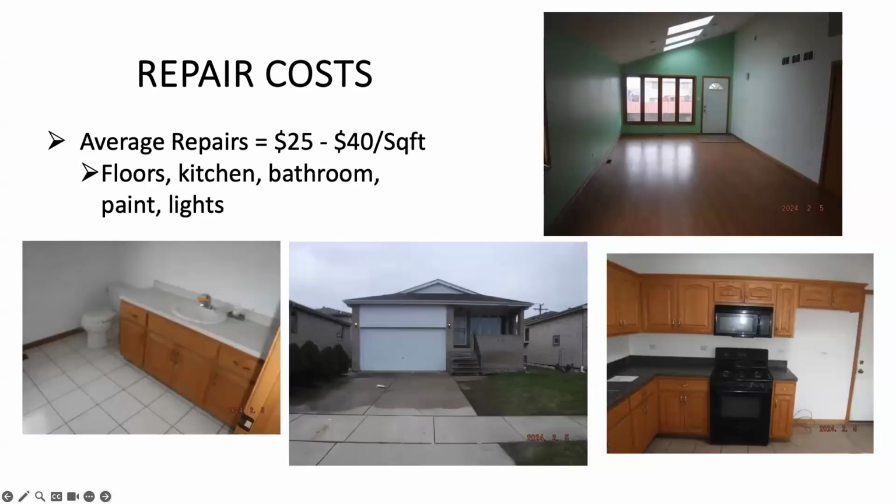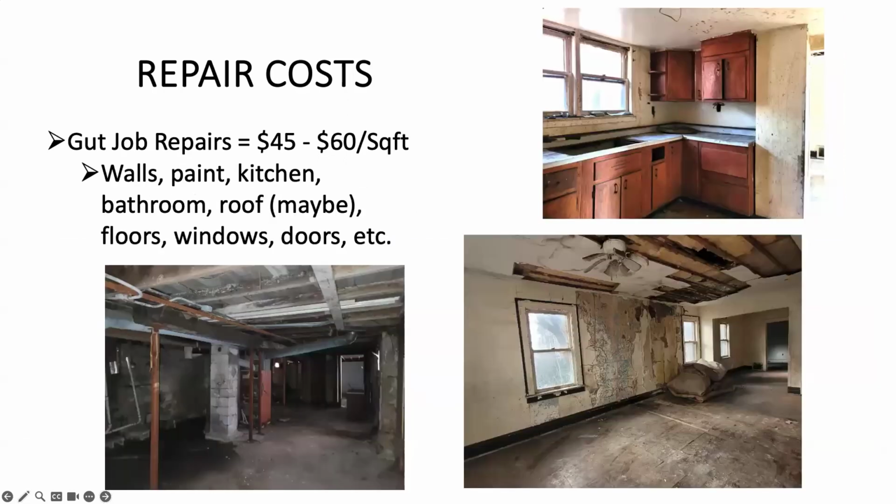Looking at average repairs, this is where we start getting into fixing and flipping. The average repairs cost between $25 to $40 per square foot. And with these, you start getting involved in those major areas like the flooring, windows, doors, kitchen, bathrooms, lighting, electrical, utilities, appliances, maybe some landscaping, painting. So you see, you start getting more involved on that project type. The last type of project, and the most expensive of them all, is a gut check repair.